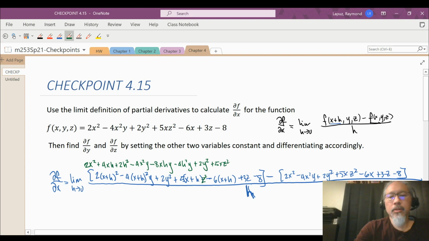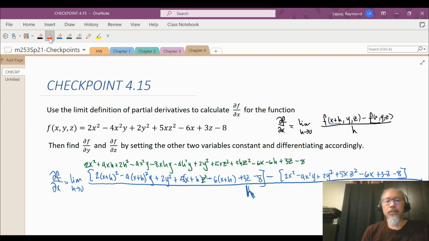5xz squared plus 5hz squared. Okay, now we have a 6x minus 6h and a 3z and a negative 8. Okay, that's the whole first term expanded, and now what we're going to do is watch out for the same terms with the same signs, because you'll be subtracting them, and with the subtraction we're going to cancel out a whole bunch. In fact, we're going to cancel out everything in the second term.